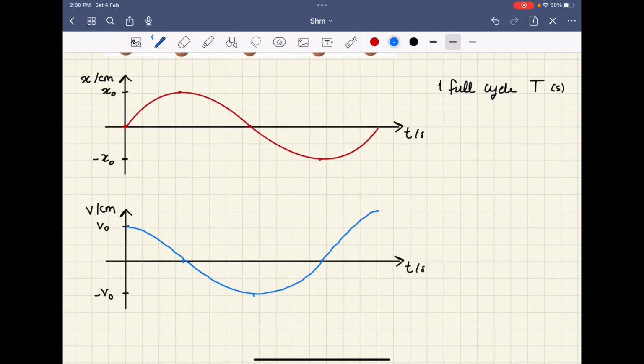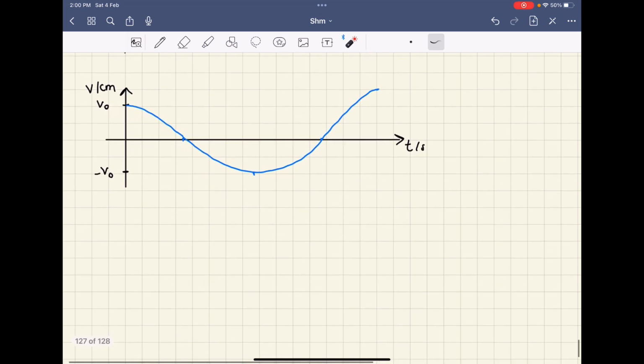Alright, I tried my best and this is what we got. You can see that we have the critical points which show that at displacement 0 velocity is max, at displacement max velocity is 0, displacement 0 velocity max, displacement max velocity 0, displacement 0 velocity max.